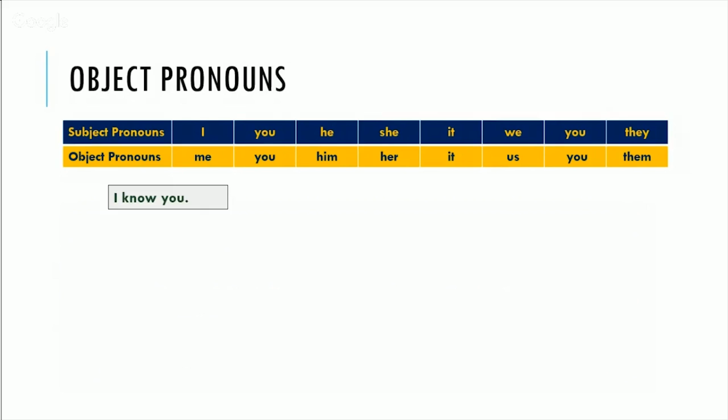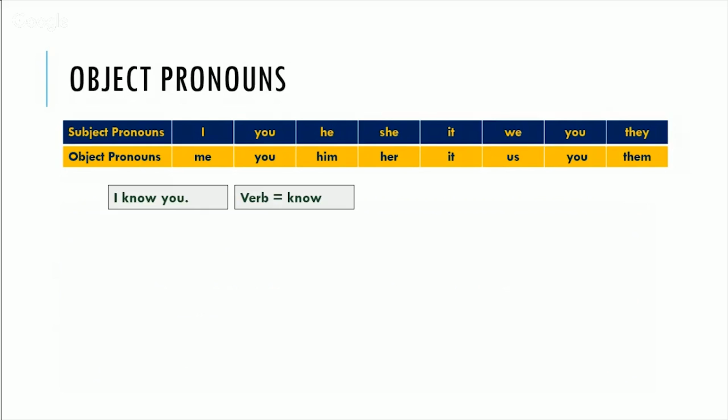You can refer back to the top of the screen if you need to. The first sentence that we have is, I know you. So the first thing is we have to identify the verb. Well, what's the verb in this sentence? Well, the verb has to be the action. The action in the sentence is know, knowing someone, right? So the verb is know.